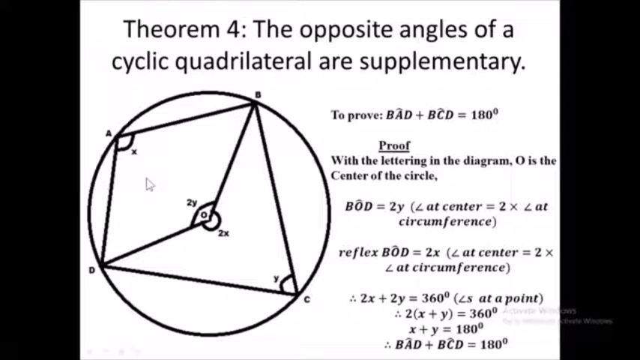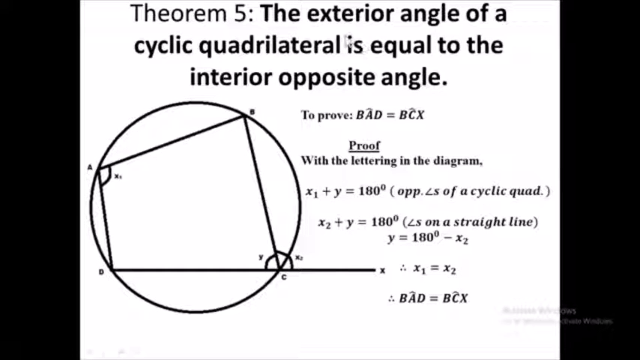So it means that this angle x plus y will give us 180 degrees. And that's the proof of that theorem. We're going to be using this in the future to solve problems: the opposite angles of a cyclic quadrilateral are supplementary. The next theorem we're talking about today is that the exterior angle of a cyclic quadrilateral is equal to the interior opposite angle.